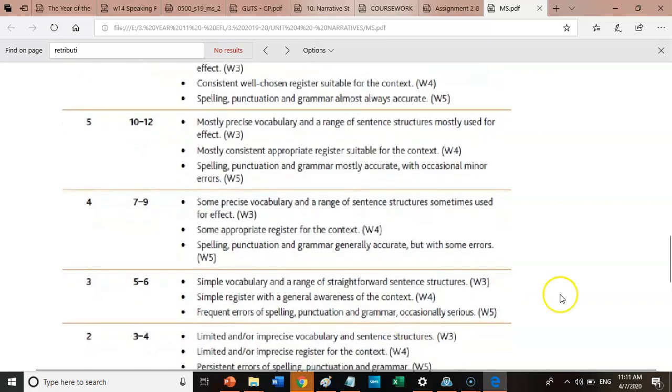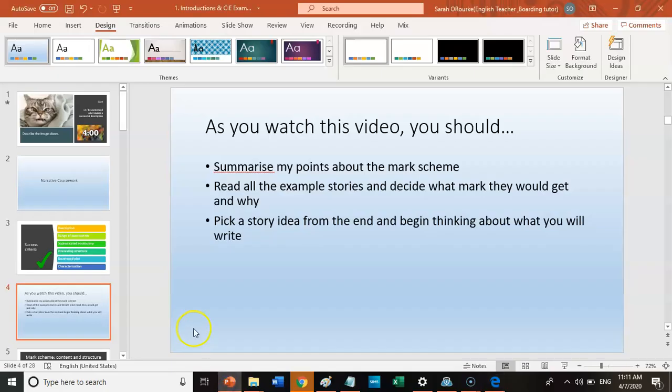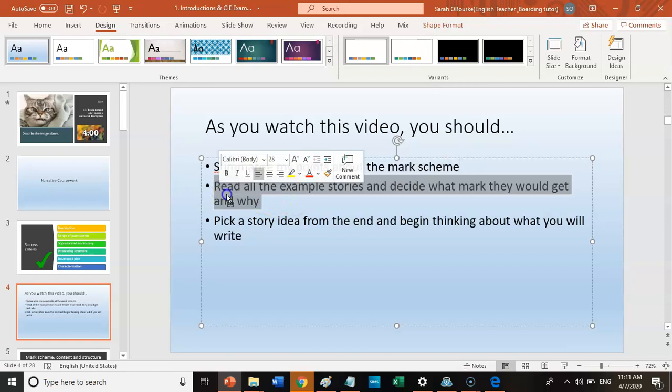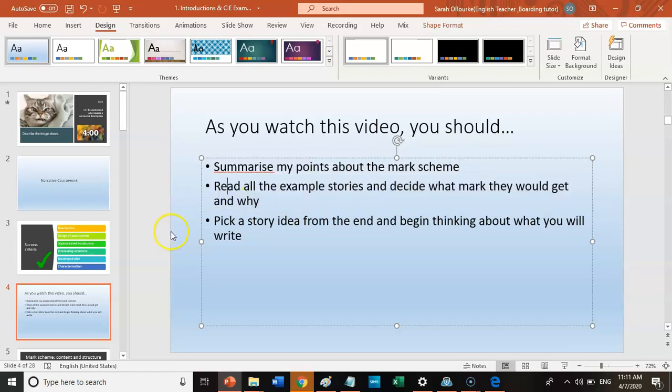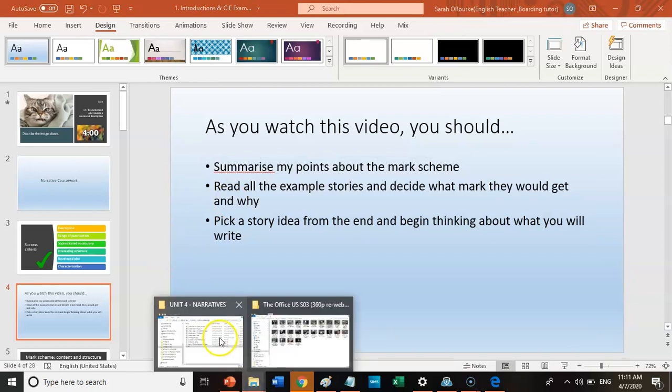So make sure that you summarise now my points about the mark scheme. What do you need to do to get into the top band? What kinds of tricks and tips did I give you? Next, we are going to read the example stories, and you are going to decide what mark they would get and why.